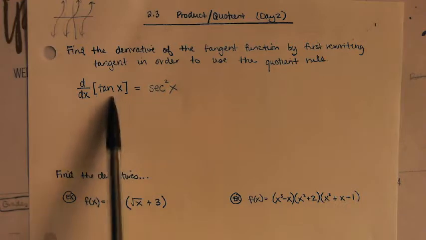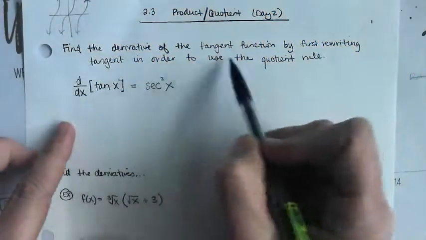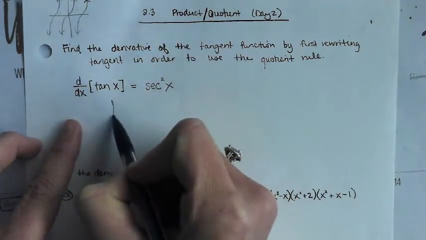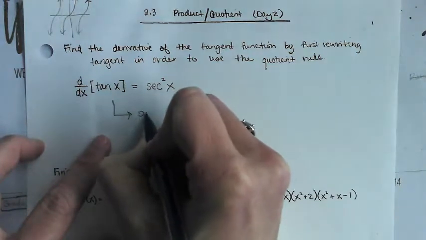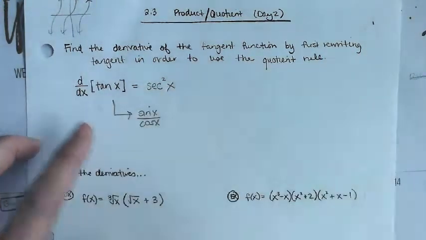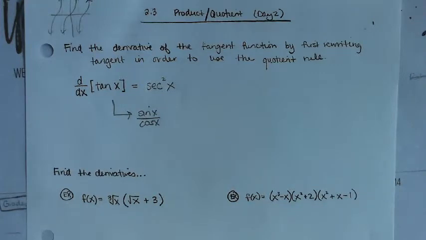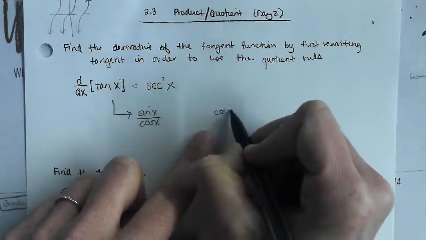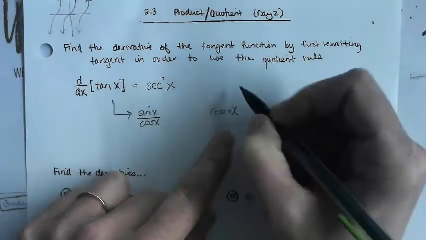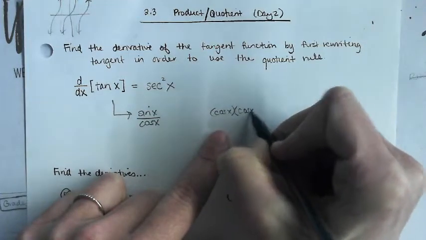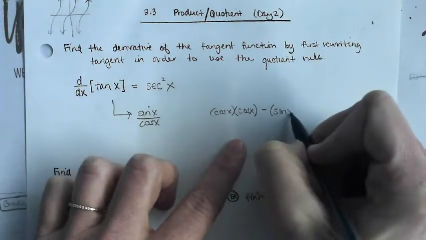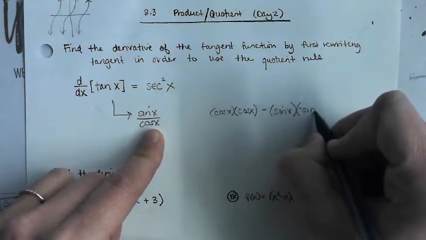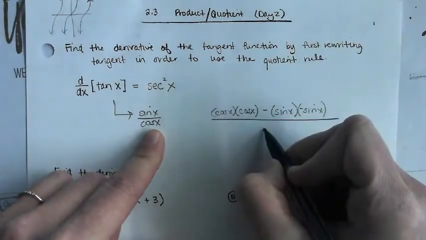So that's the actual answer, but then with this activity up top, I wanted you to find the derivative of the tangent function, so pretend like I didn't tell you that. By first rewriting the tangent as sine over cosine. If you were to find the derivative of this using the quotient rule, the derivative would be the bottom times the derivative of the top, and the derivative of sine is cosine, minus the top times the derivative of the bottom, and the derivative of cosine is negative sine, all over bottom squared.